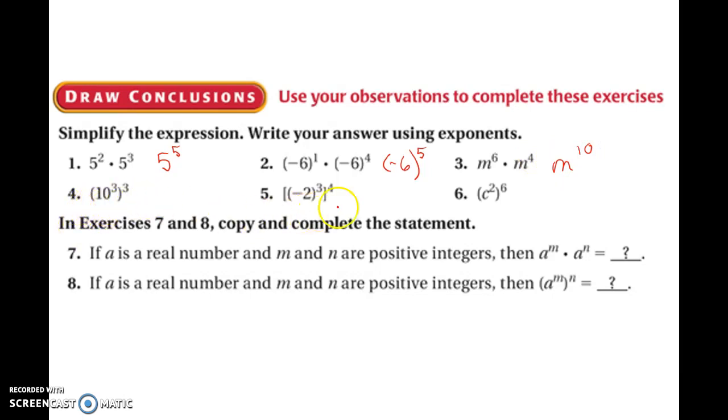These are powers to powers. When we have powers to powers, we multiply the exponents and we keep the same base. So 3 times 3 is 9. So this is going to work out as 10 to the 9th power. This is going to work as negative 2 to the 3 times 4 is 12. So negative 2 to the 12th power. And this with variables would be c to the 12th power.